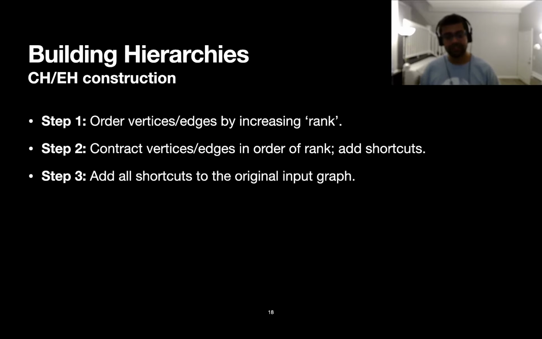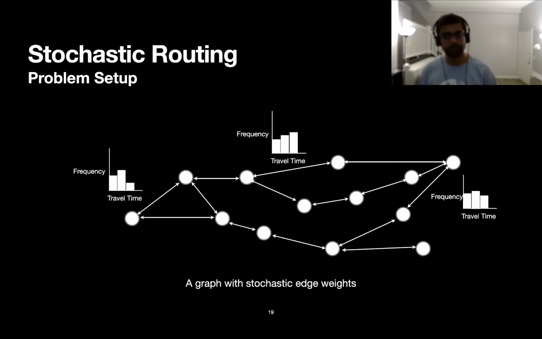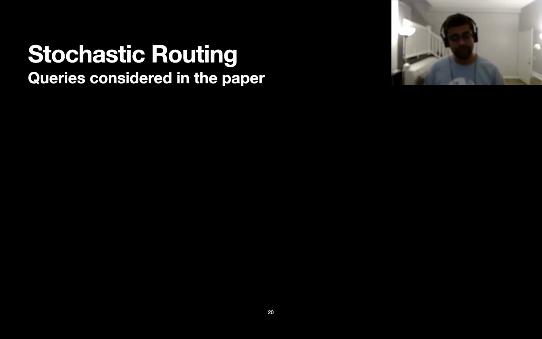This gives us an algorithm to construct a CH or EH on a given graph. First, we order the vertices or edges in their increasing order of rank. Then, we contract the vertices or the edges. And finally, we can add all the shortcuts derived from this procedure to the original input graph. Now let's go back to the stochastic routing settings. In the paper, we are concerned with the following three definitions of stochastic shortest paths.